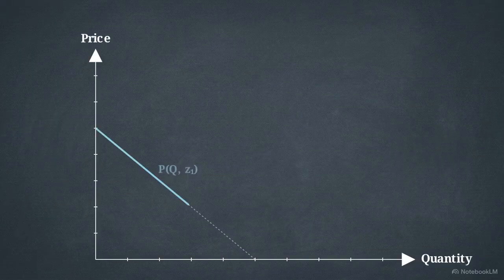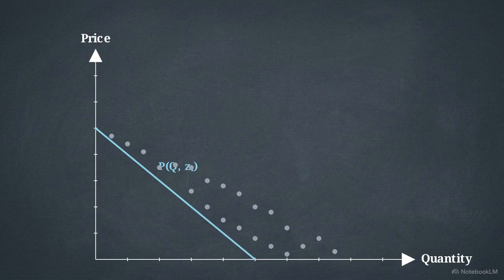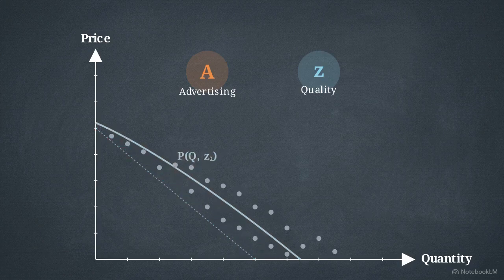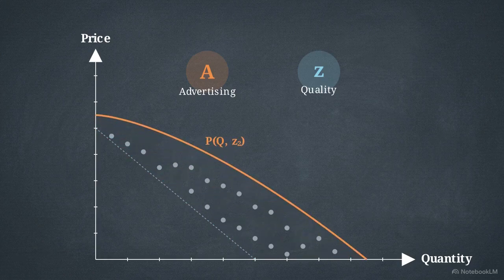This is a standard demand curve. But the model changes when introducing two non-price variables, A for advertising budget and Z for product quality. These variables allow the monopolist to actively shift and rotate the demand curve, pulling more consumers into the market.